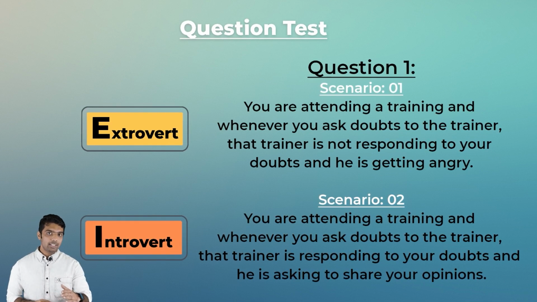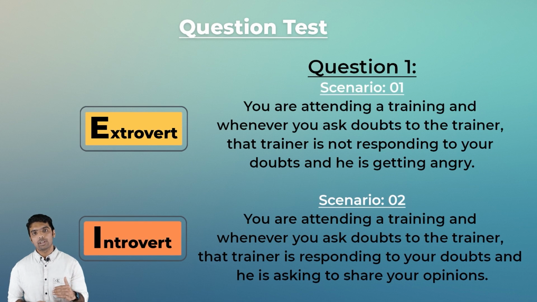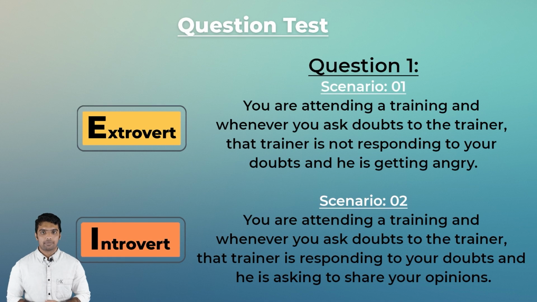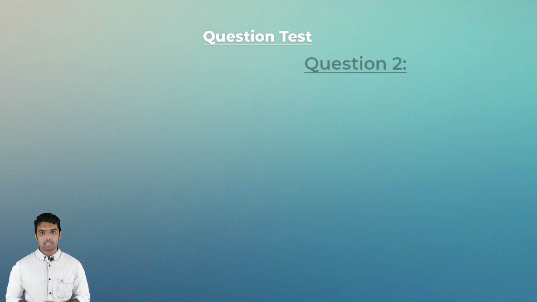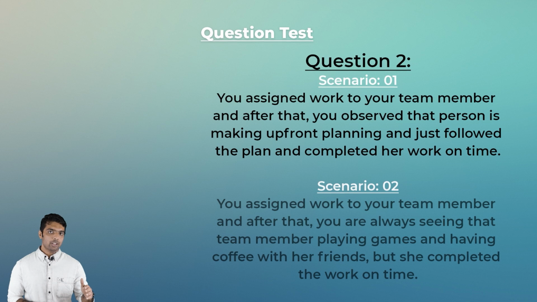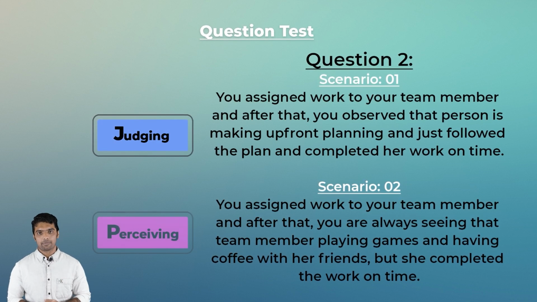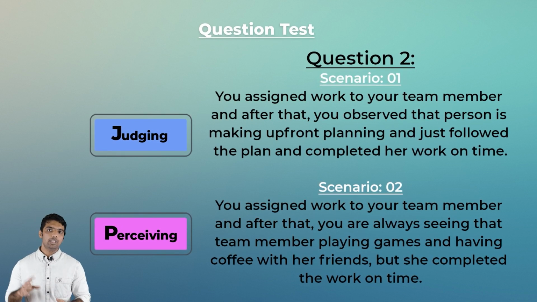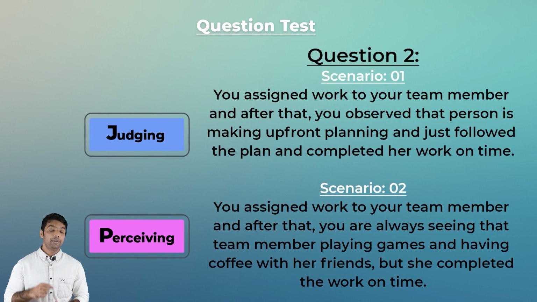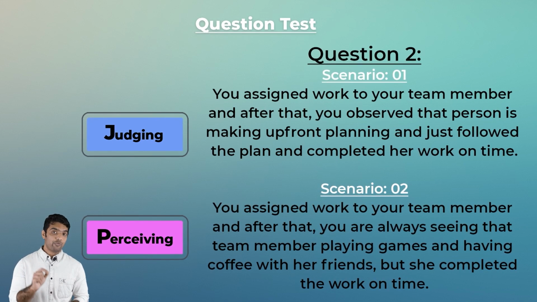And don't just write this, please also provide your reasoning for why you are saying scenario 1 is extrovert and scenario 2 is introvert, because I am interested in knowing the reason. With that, I can really evaluate whether you have understood the concepts or not. The same thing you have to do for question number 2 as well. In question number 2, on the right, you are seeing 2 scenarios. On the left, you are seeing judging and perceiving. In the comment section, please let me know which scenario is judging and which scenario is perceiving. Again, please provide reasoning. That is very important.